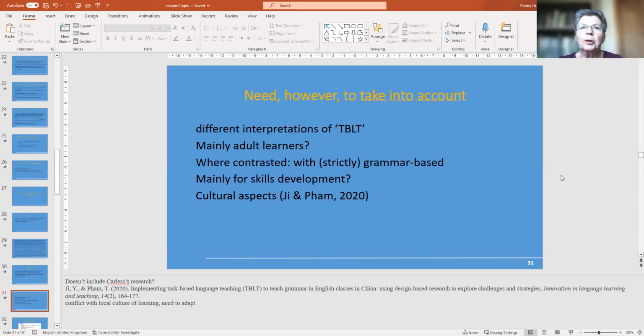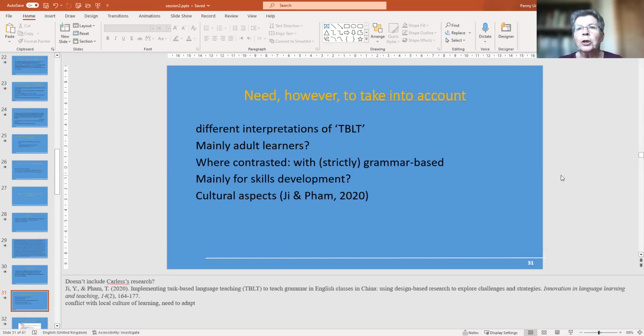So, different interpretations of task-based language teaching. I'll come on to that later. How much focus on form are you doing? How much is the lesson actually built on communicative tasks, and how much is form focused?